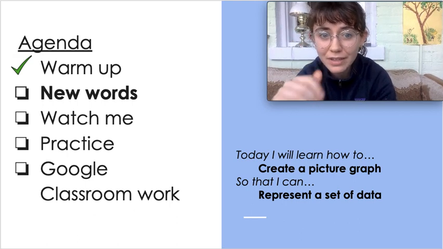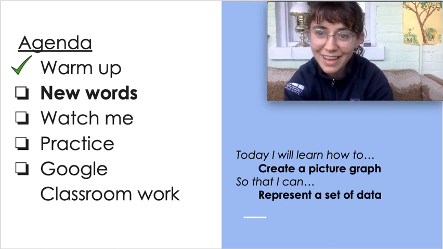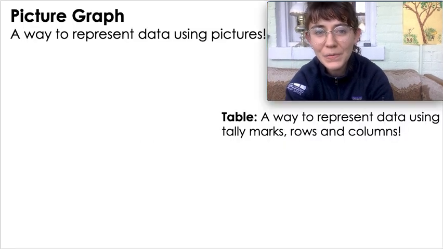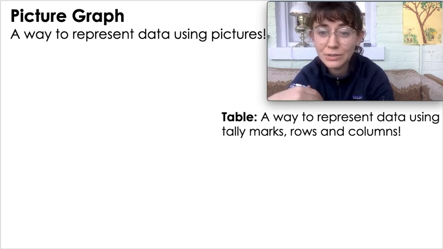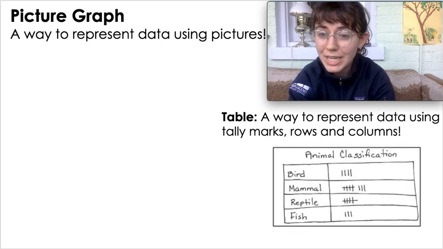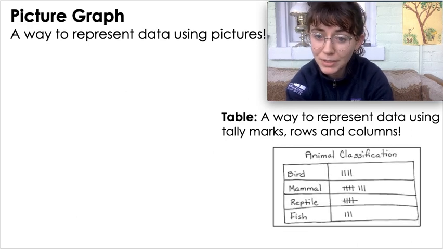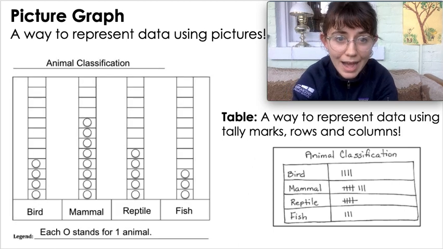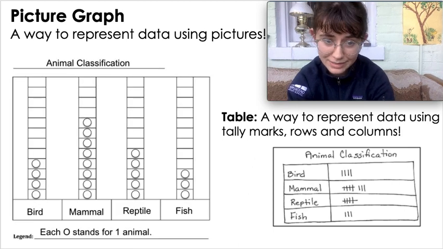Now let's switch a little bit and learn about a new kind of graph, picture graphs. So a picture graph is a way to represent data using pictures, just like a table is a way to represent data using tally marks, rows, and columns. We used tables yesterday. So a table could look something like this, where we did birds, mammals, reptiles, and we drew tally marks. For a picture graph, it's going to look like this.